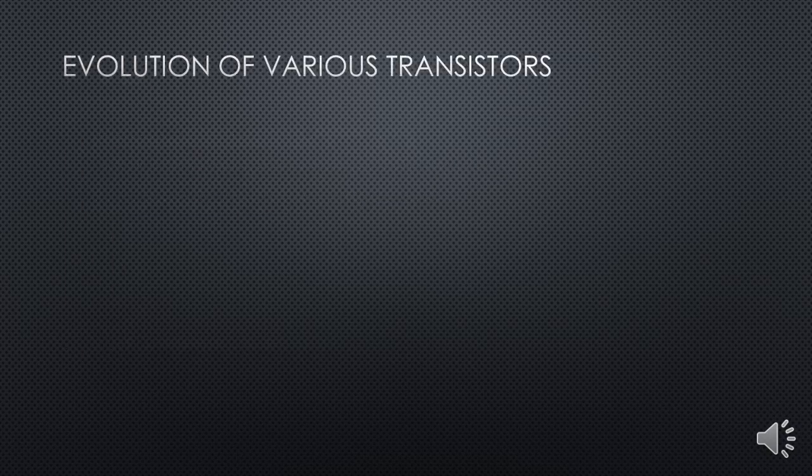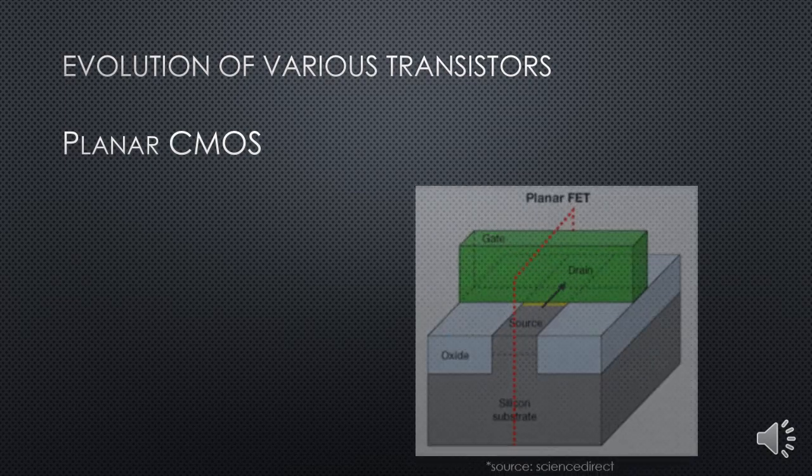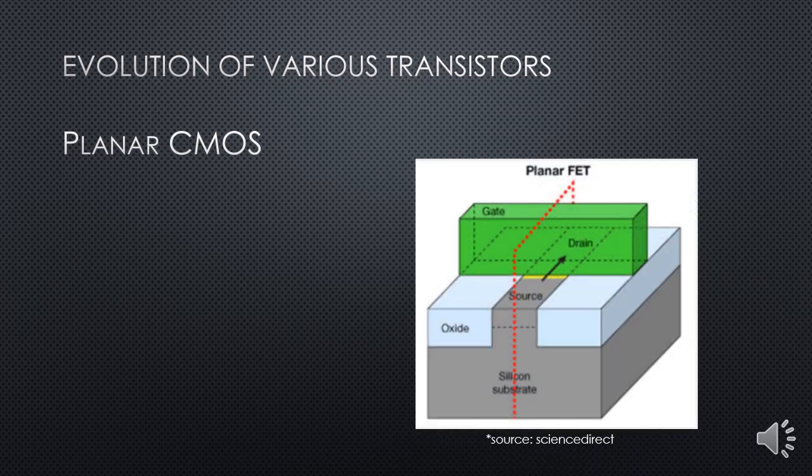Evolution of various transistors we have been using so far. Let's start with the planar CMOS. You can see on the screen how it looks. On one side you have the source and on the other side you have the drain, and on the top you have the gate. You know CMOS is a voltage control device.